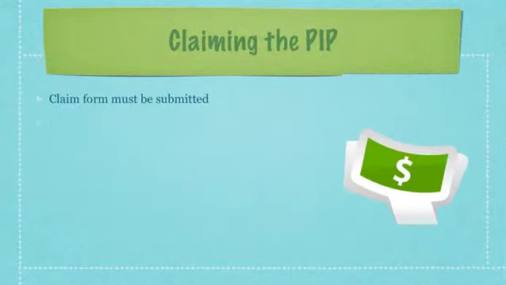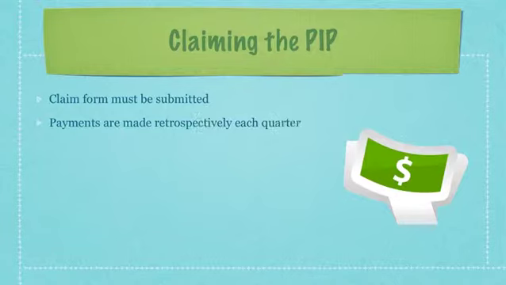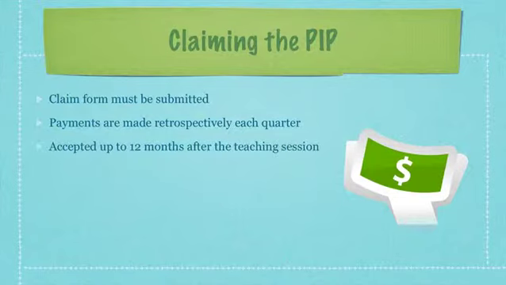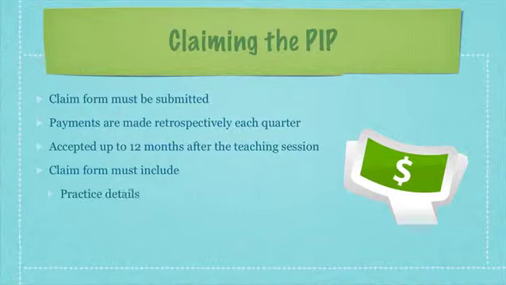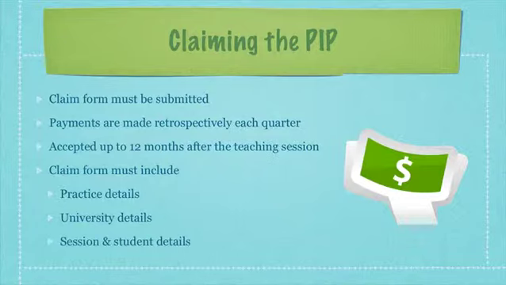Payments are paid retrospectively each quarter after the teaching sessions have taken place. Claims are accepted only up to 12 months after the teaching session was provided. The claim form must have the details of the practice providing the teaching session and be signed by the practice's authorised contact person. It must include details of the university, including university name and either a university stamp or the full name and signature of a university staff member, and details of the session, including the student's name, student ID number, the date of the session, and the number of sessions.